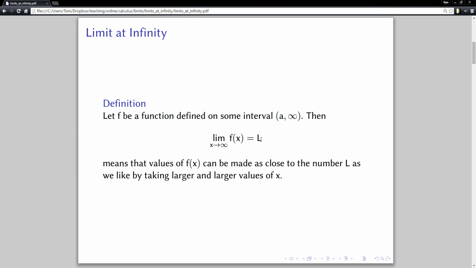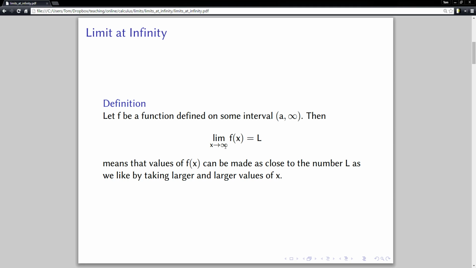So we need a function defined on some interval from a off to infinity on the x-axis, so its domain includes that. Then what we'll say is the limit as x goes to infinity of f of x is L if the values of f of x can be made close to the number L, closer and closer to the number L as we like, by taking values of x that get larger and larger.